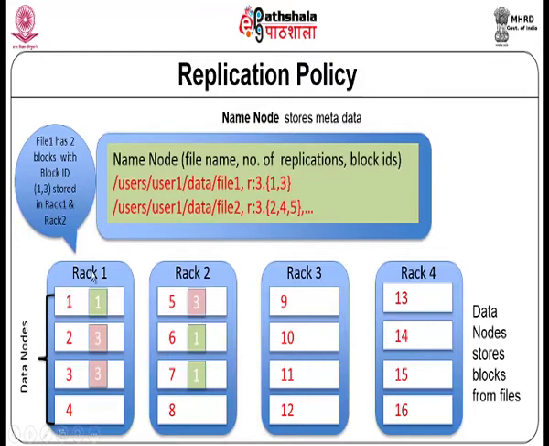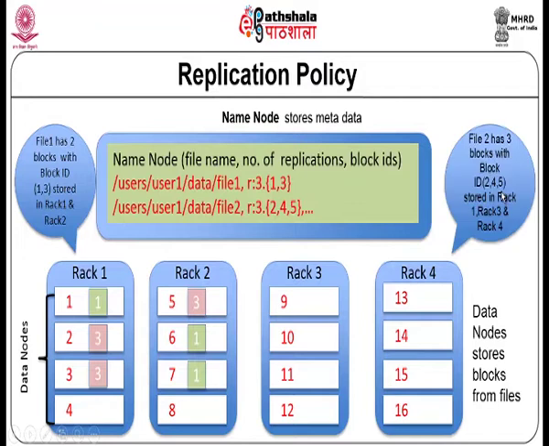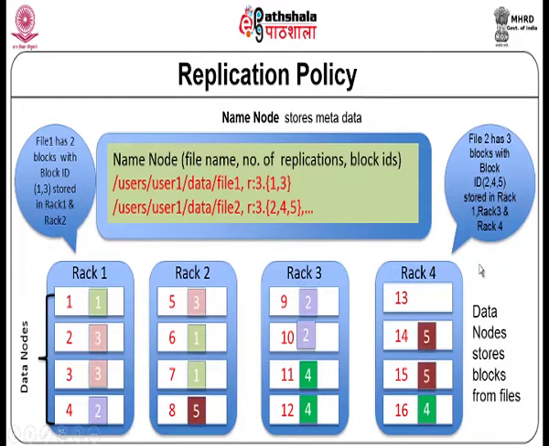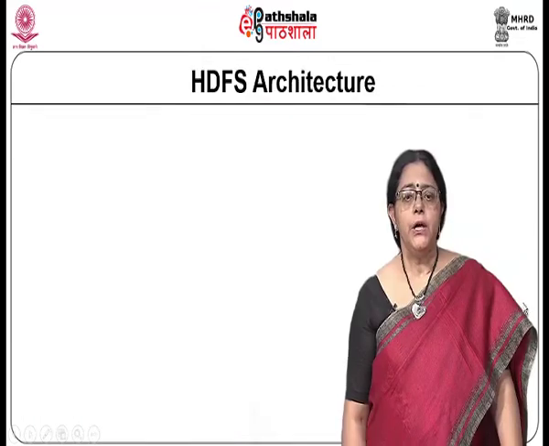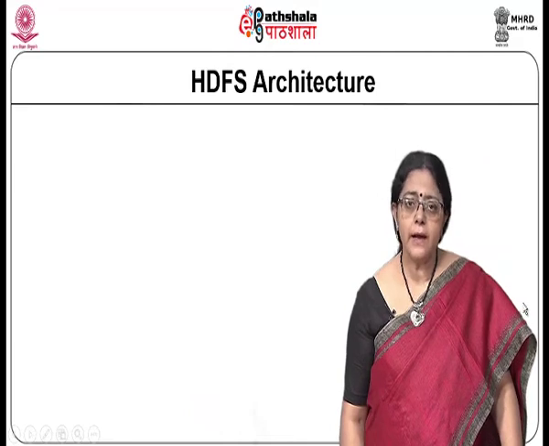In another example, file 2 has 3 blocks, 2, 4 and 5, and it will again be put accordingly, one in the local node rack and the other 2 in the remote rack. So, this is the replication policy by following which Hadoop, HDFS, maintains fault tolerance. Now, let us look at the architecture.